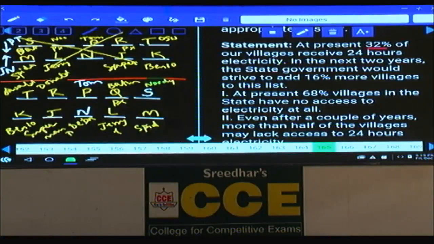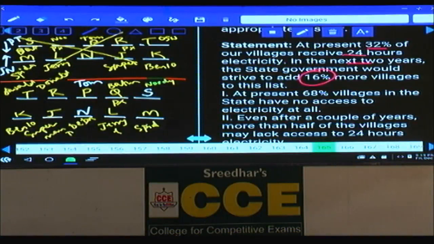32% of our villages receive 24 hours of electricity, and in the next 2 years, the state government would strive to add 16% more villages to the list. 16% more means 48%. At present, 68% of the villages in the state have no access to electricity at all. Can you definitely say about this one or not?